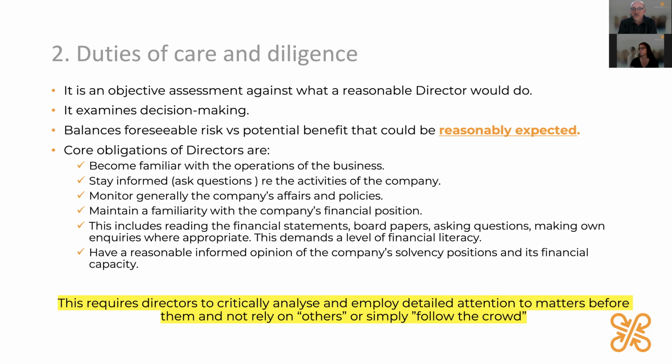It looks at the foreseeable risk versus potential benefit. What could have been at the time reasonably expected? Did they look at this properly, or were they irresponsible and didn't take care? Basically, that's what they're looking at.